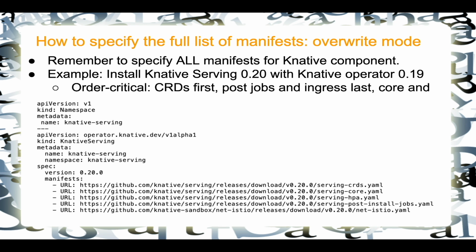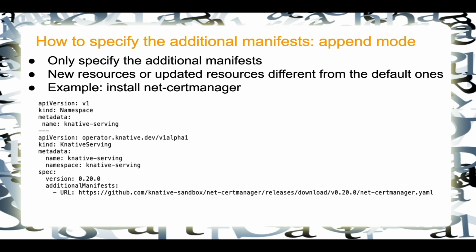As you see, we have to specify all the URLs available for this new release. For the append mode, we only need to specify the field additionalManifest. As you can see, this is one example over here, and we only specify the URL to the network certificate manager with additionalManifest.